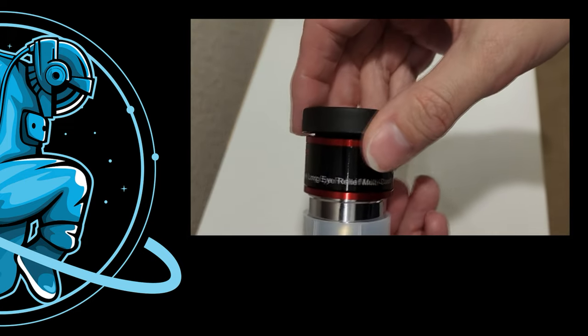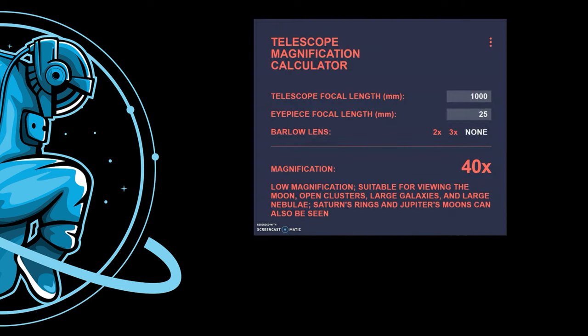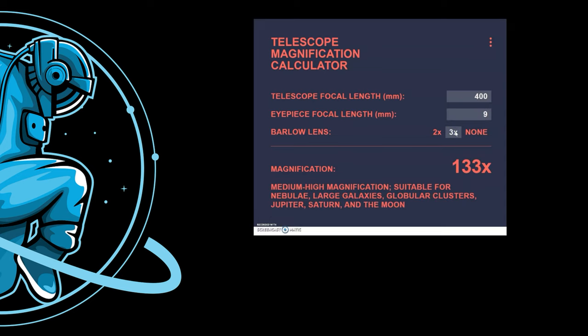If you want to buy more eyepieces, I recommend this magnification calculator on the Look at the Sky website. There is a link to it in the description. Enter the SkyScanner's focal length of 400, and then enter different eyepiece sizes. The calculator will let you know what magnification you will get without a Barlow and with either a 2x or a 3x Barlow. For example, with a 9mm eyepiece and a 3x Barlow, you would get a magnification of 133 times. This telescope has a maximum useful magnification of 200 times.